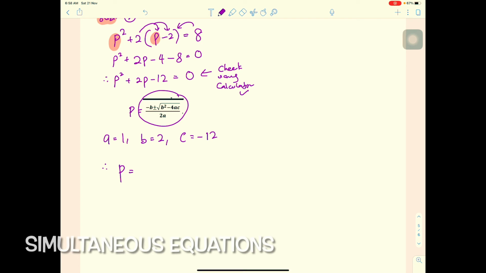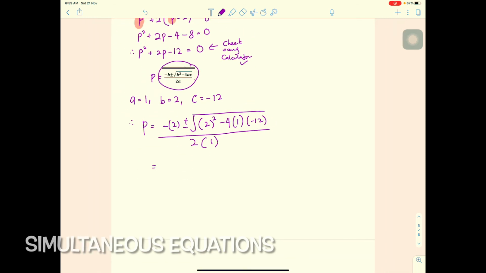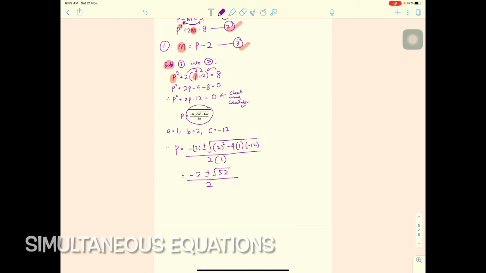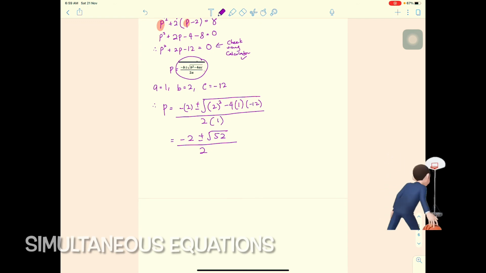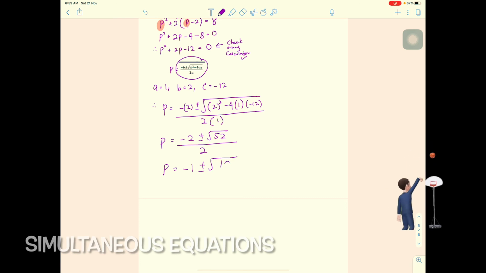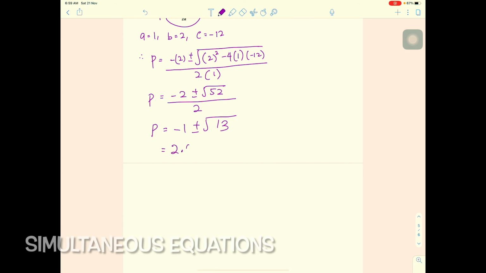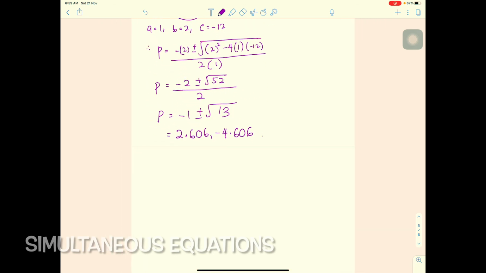Therefore p equals negative 2 plus minus the square root of 2 squared minus 4 times 1 times negative 12, divided by 2 times a, which is 1. Then you simplify: negative 2 plus minus square root of 52 over 2. So you simplify to p equals negative 1 plus minus the square root of 13, and by using a calculator, you get p equals 2.606 and negative 4.606.